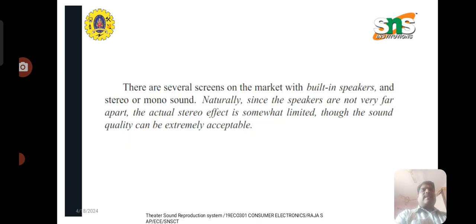There are several screens on the market with built-in speakers, and stereo and mono sounds are available, as shown in the previous slide. Stereo means both the left and right hand side speakers are installed with the amplifier module, while mono sound means only one speaker produces the sound. Naturally, the speakers are not very far apart. The actual stereo effect is somewhat limited, though the sound quality can be extremely acceptable.